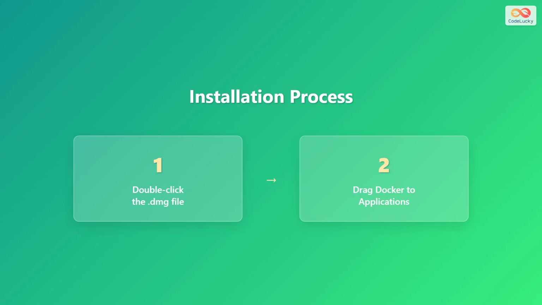Now that you've downloaded the correct installer, let's proceed with the installation. First, double-click the .dmg file you just downloaded. Then, drag the Docker icon to the Applications folder. This copies the Docker Desktop application to your system.